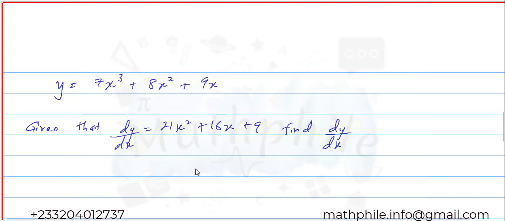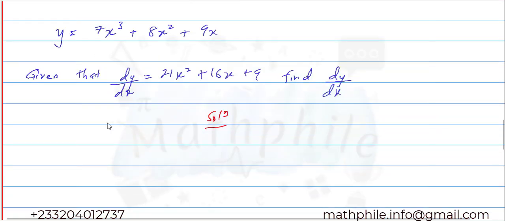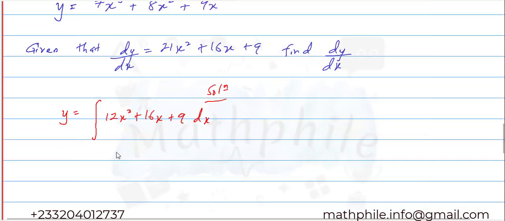Okay, with that said, I should be done with the solution process by now. Let's see if we can solve this together. Okay, so we're going to start by saying that the function we're looking for is y, which is going to be the integral of 12x squared plus 16x plus 9 dx. So for you to integrate, it's simple. We add 1 to the exponent and divide by the new exponent. So 12, adding 1 to the exponent will make it 3, divided by 3 plus 16x.